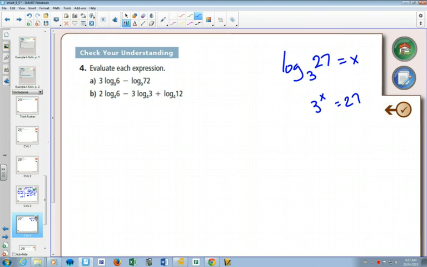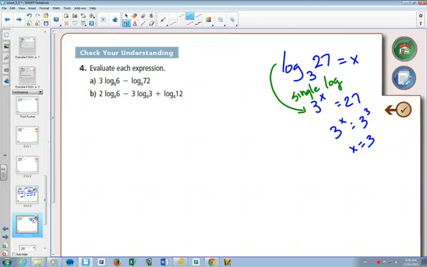And once it's like this, you would say, well, I can write 27 as 3 cubed, so x has to be 3. And we use that strategy of writing things as the same base in order to solve for them. The only way we can change from log form to exponential form is if we have a single log.